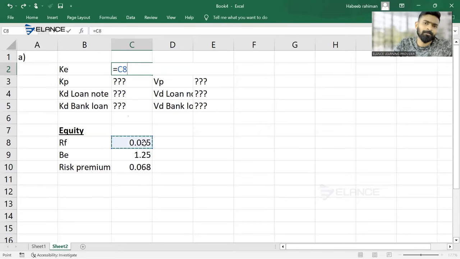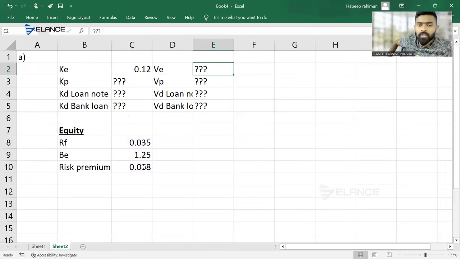So KE is equal to RF. We should link to the cells. Instead of solving in the calculator and inputting the answer, we should link in our CBE spreadsheet. So RF plus, in brackets, beta equity into risk premium. This is how we will get KE. Done. So 0.12 means 12%.